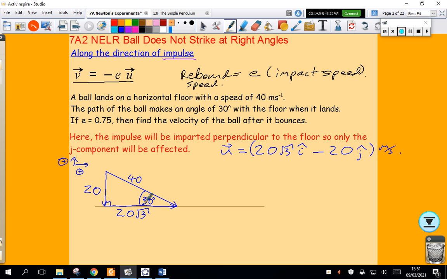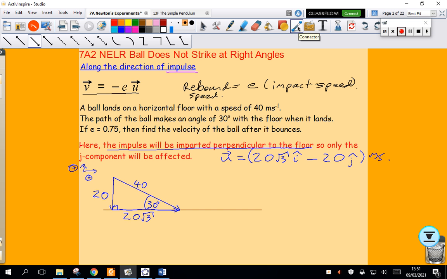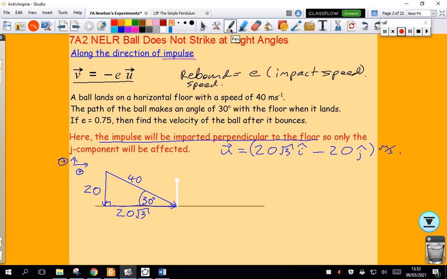The key detail here is that the impulse is imparted perpendicular to the floor, perpendicular to the plane that the ball is striking. So if I just put in an arrow to show you, the impulse will be taking place in that direction there, which means that the horizontal component of the velocity vector will remain unchanged. So after impact, the horizontal component of the velocity vector is going to still be 20 root 3 i hat.